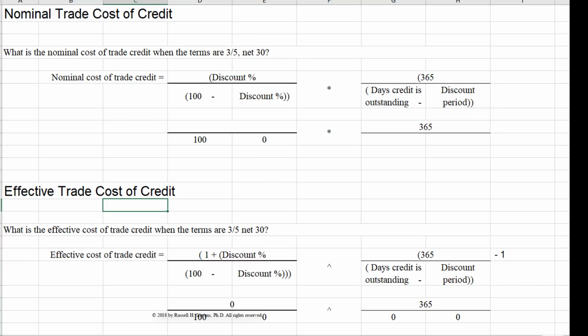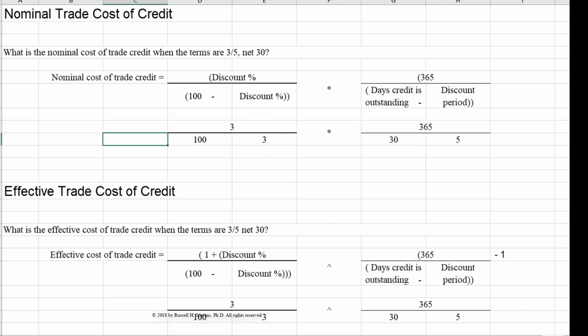On the next screen down, the cost of nominal trade credit is calculated. Please note that the result here is a percentage, not dollars. Highlight the workbook cell under the discount percentage, but above the lower line, and type in 3. Notice that the cell to the right and down one filled in automatically when the 3 was entered. Highlight the workbook cell under the lower 365 and to the left, type in 30. Highlight the workbook cell to the right of the 30 and type in 5.